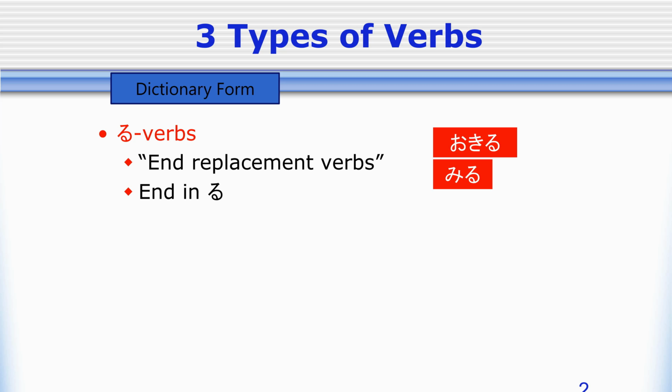Some examples of ru verbs that we have studied are okiru and miru. What do you think these verbs are in the masu form? That's right, this is okimasu and mimasu.